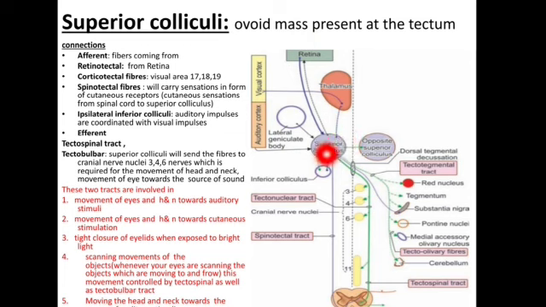Next is corticotectal fibers from visual area number 17, 18 and 19. Next is spinotectal fibers, which will carry sensation in form of cutaneous sensations from spinal cord to superior colliculi.